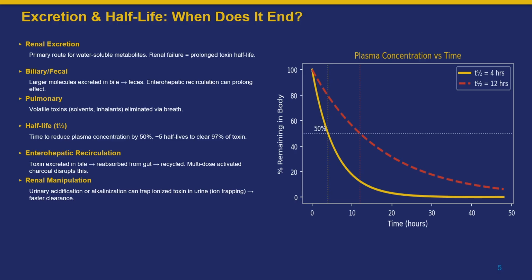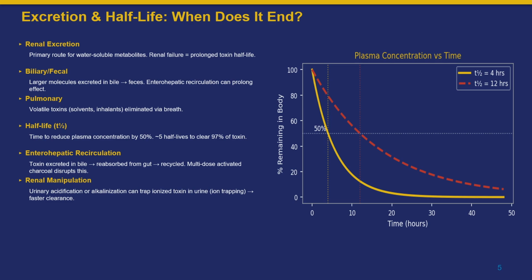Renal excretion. The kidneys filter blood and excrete water-soluble substances in urine. This is why we convert lipophilic toxins to water-soluble metabolites in the liver first. We need them to be excretable. If a patient has renal failure, toxins and their metabolites accumulate in the body. Half-life extends, toxicity is prolonged.